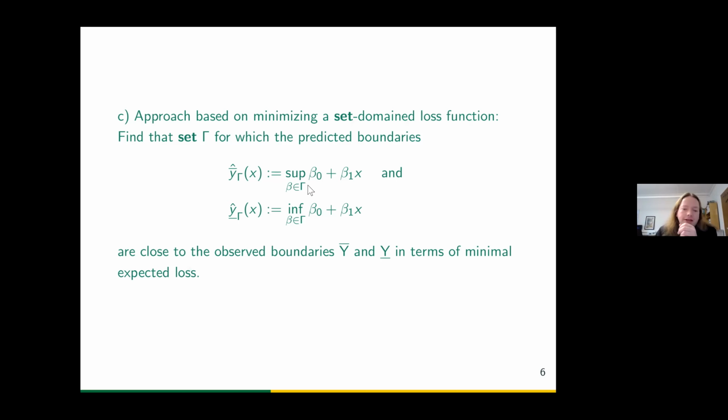And the idea is the following. For such a set big gamma, we compute first the upper expectation and the lower expectation as this point beta ranges in the set gamma. So for every x, we simply compute the highest prediction, which would be made by some beta in the set big gamma, and additionally the lower prediction. So with every set, I have an upper prediction function and a lower prediction function. And then I try to find that set big gamma for which these upper predictions and the upper bounds which were observed, as well as the lower predictions and the lower observed values, are close to each other.